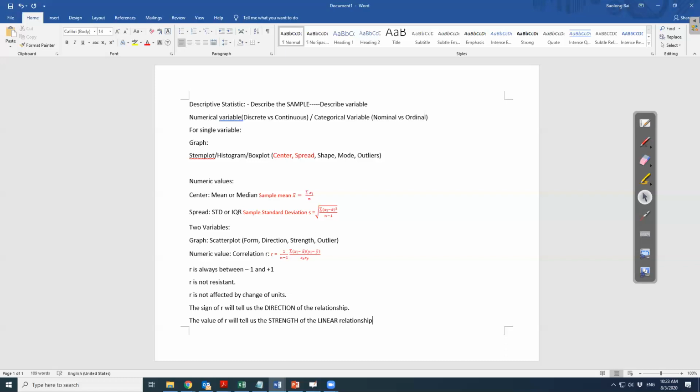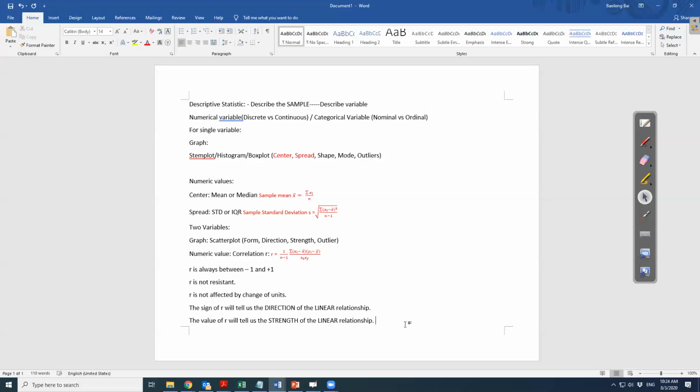And here it's better to indicate this is a linear relationship, right? So correlation is only for linear relationship. If you have a nonlinear relationship, don't bother to calculate correlation. It doesn't even make sense, okay? Only for linear relationship. Of course, correlation is always for linear relationship, right?